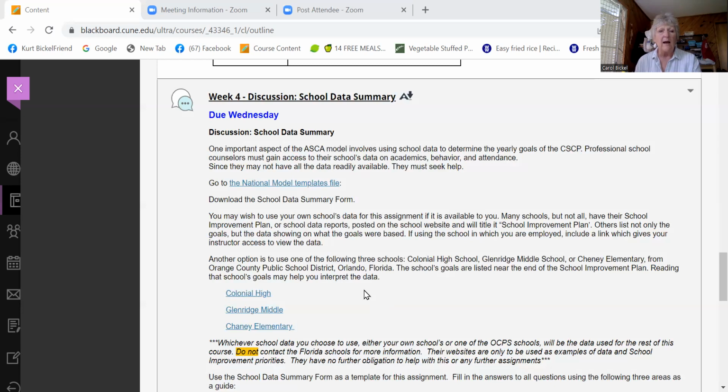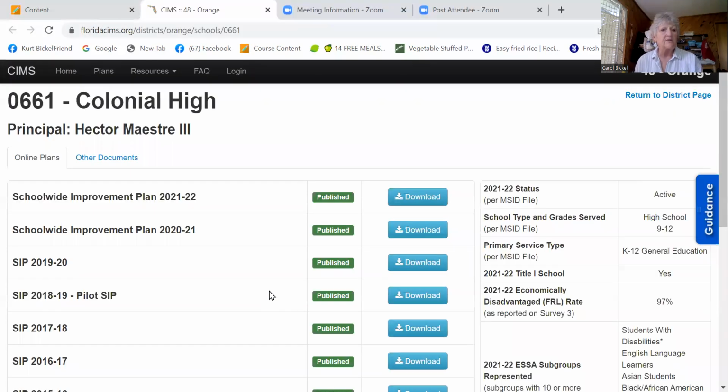So first of all, I want to go over Colonial High School's student improvement plan. Every year here in Orange County, our schools have to create a school improvement plan. In it, they use the data from the previous year to be able to determine what their goals are going to be for the following year.